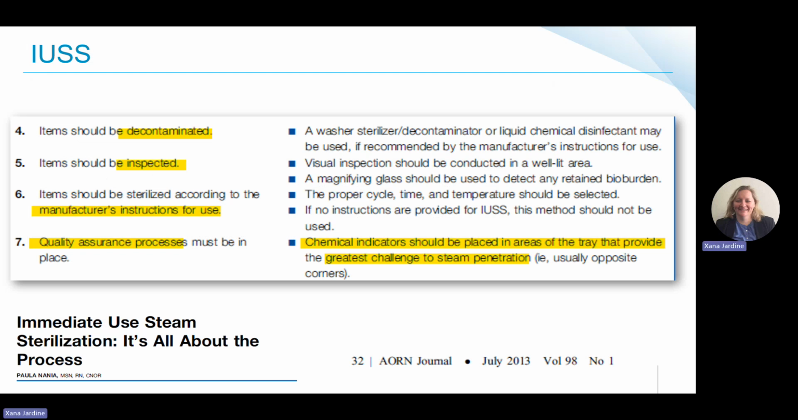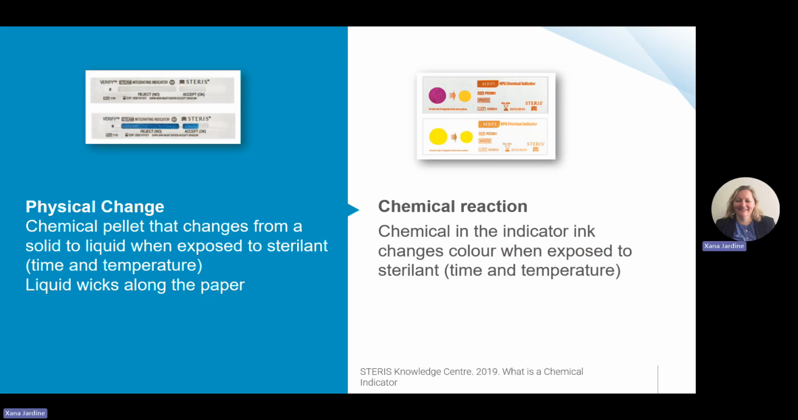All right, the AORN goes on to teach us that we need to put chemical indicators inside the tray. Of course, inside the tray in the area where it's hardest for the steam to penetrate. It tends to be sometimes in the middle, maybe in opposite corners of the tray, depending, of course, on the size of the tray that's in there. Reminding you that there are two basic types of chemical indicators, one which is based on a physical change and one which is based on a chemical reaction.